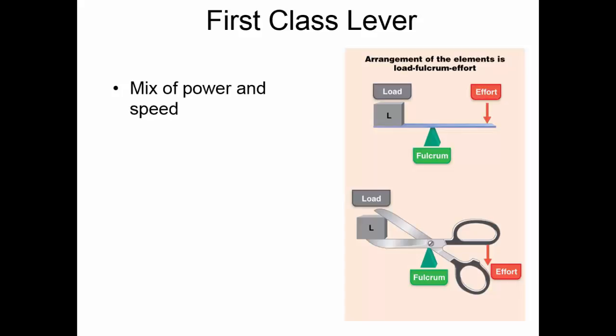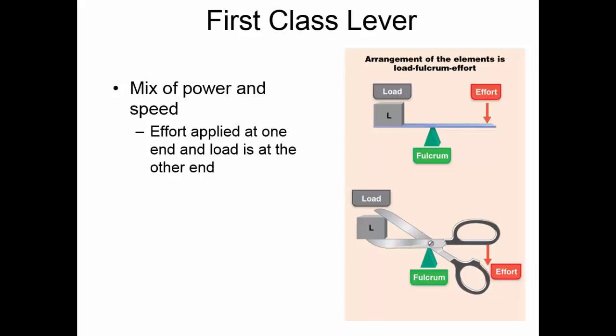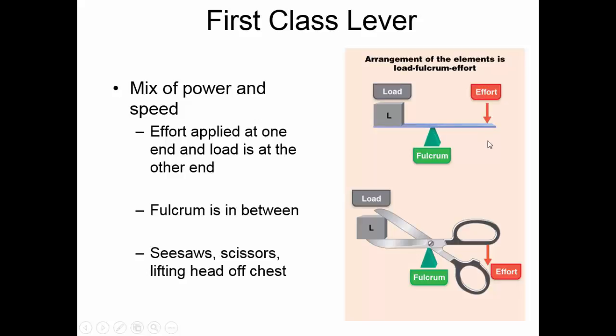First class levers are a mix of both power and speed. This is like a seesaw. Effort is applied at one end, the load is at the other end, and the fulcrum is in between the effort and the load. This is the kind of lever that seesaws and scissors have.